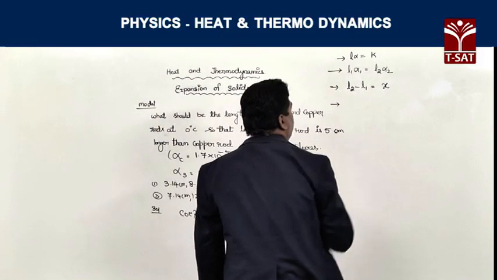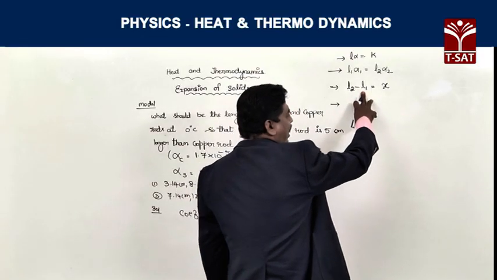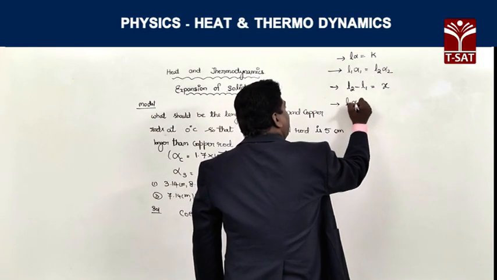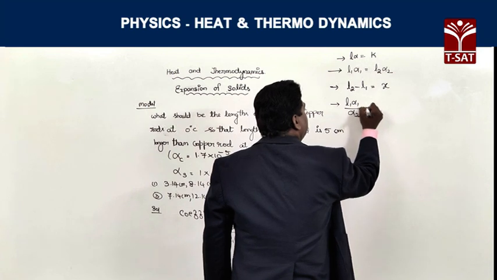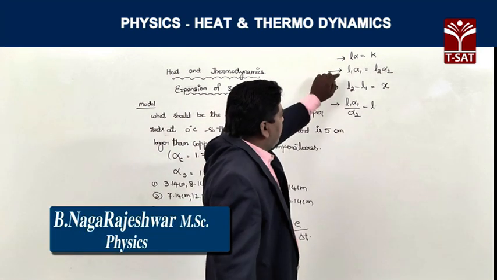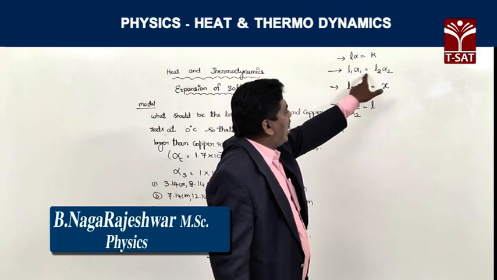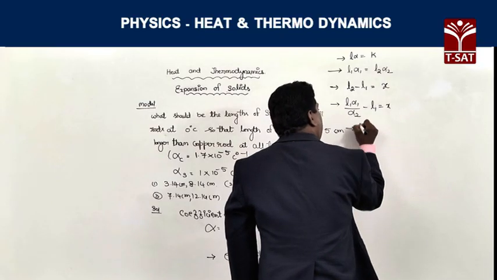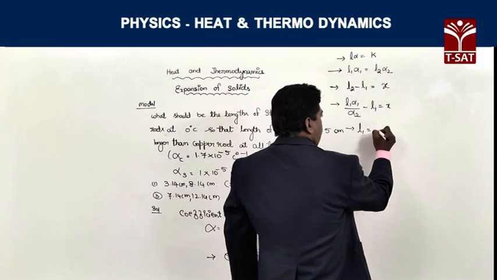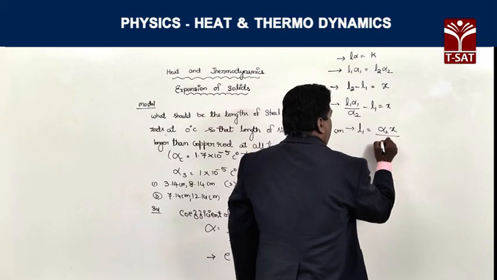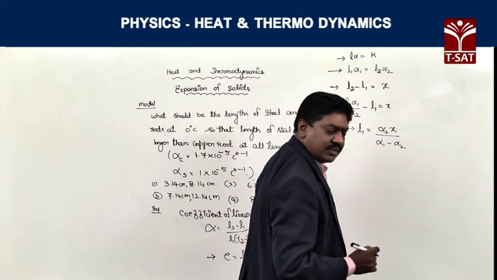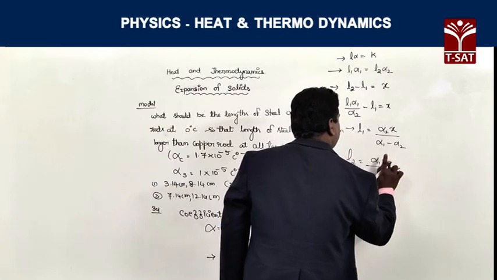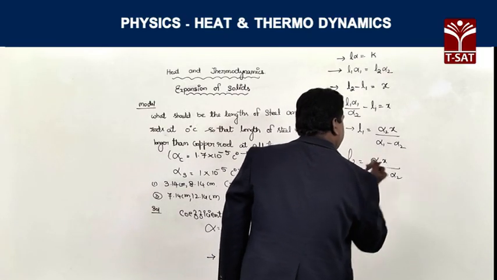And now, to find the L1 value, we substitute L2 is equals to L1 alpha 1 by alpha 2. Instead of L2 we are writing L1 alpha 1 by alpha 2 minus L1 is equals to x, and L1 is equals to alpha 2 x by (alpha 1 minus alpha 2). Similarly, for L2 we have alpha 1 x by (alpha 1 minus alpha 2).